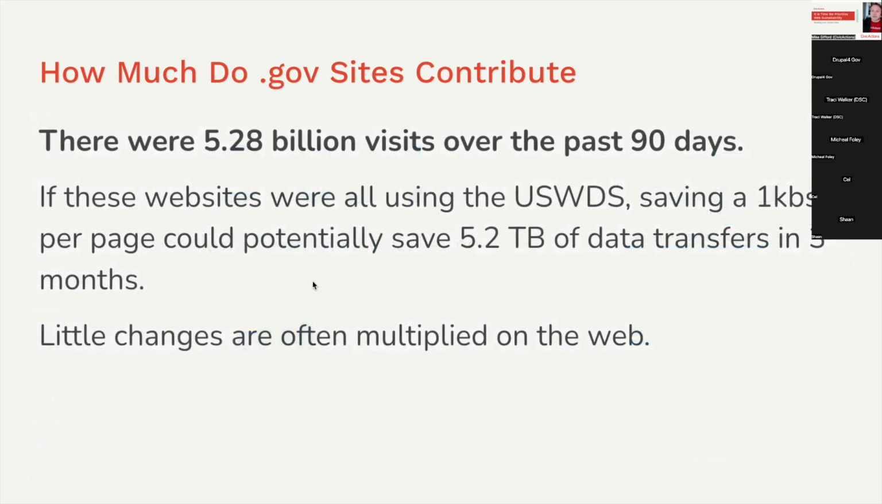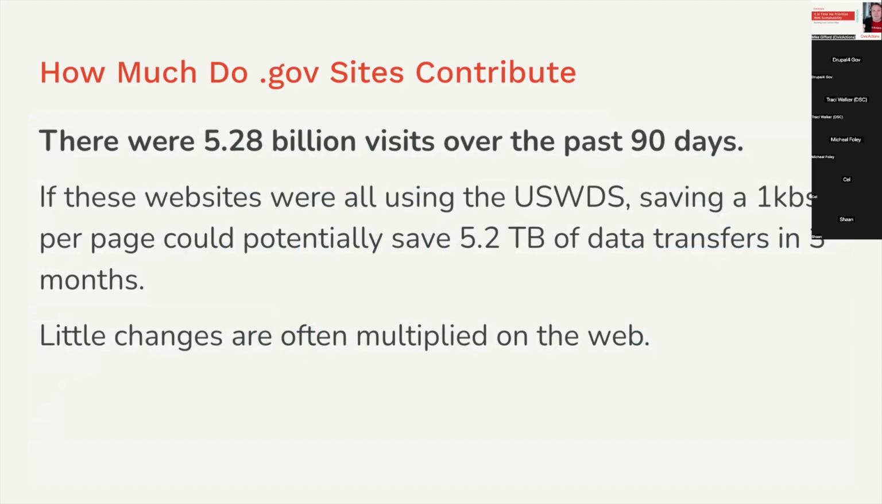So if all these websites were using the USWDS, and if there was a 1 kilobyte saving per page, you could potentially save 5.2 terabytes of data transfers within 3 months. This is just one potential sample of something that could be done to reduce the size of the downloads from government web pages.